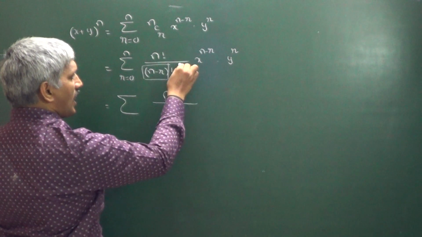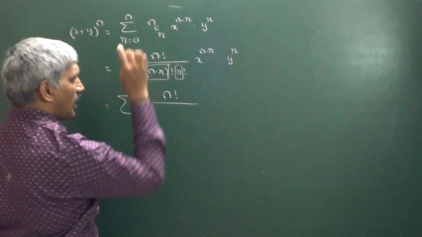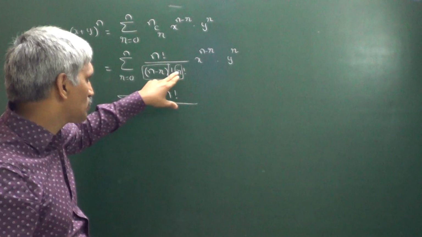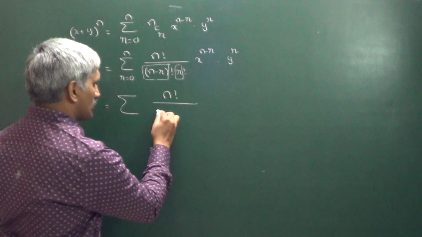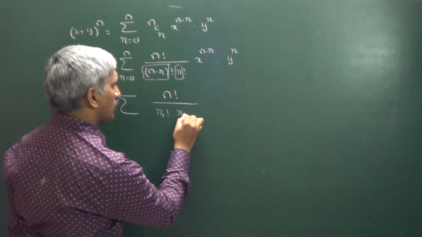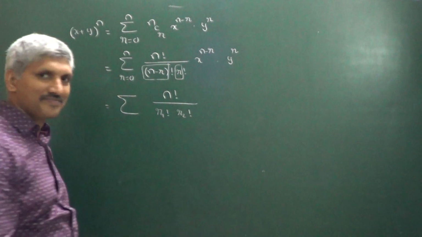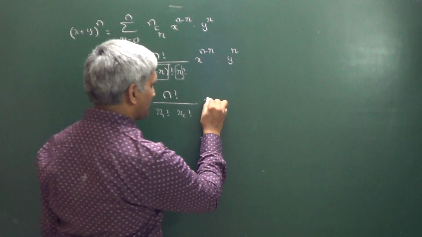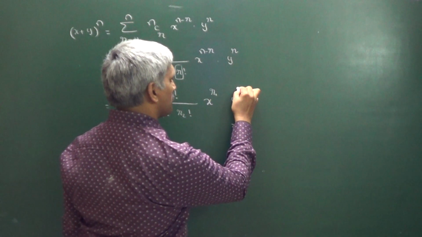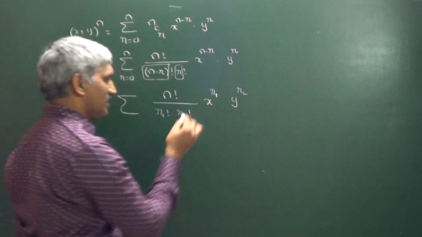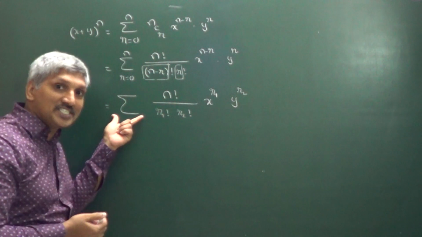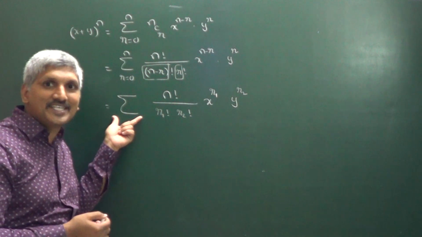r2, and this one I am assuming as r1. That's why I can write n factorial divided by r1 factorial into r2 factorial, into x^r1 into y^r2. Sir, here r is not there. What do we have to write in the summation? Yes, this summation we have to expand in such a way.